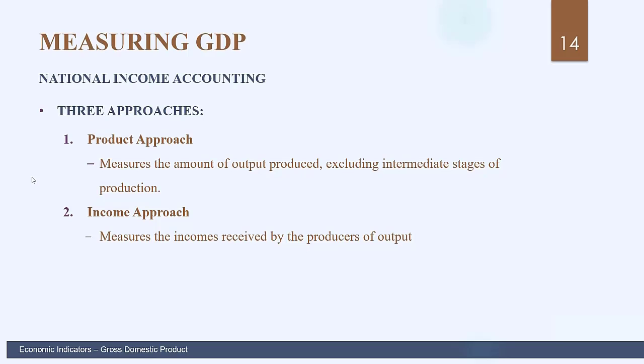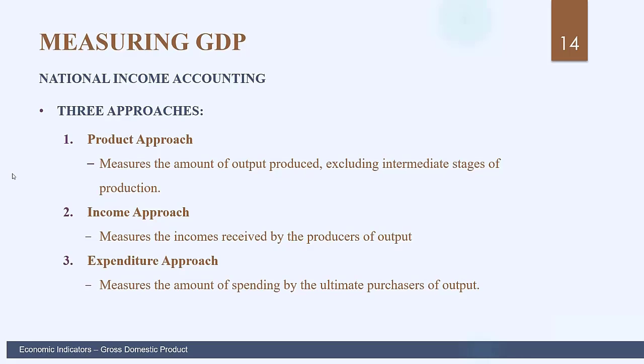The second approach is called the income approach, and that measures the incomes received by the producers of output. And as we just mentioned in the previous few slides, the income approach will equal the expenditure approach. That measures the amount of spending by the ultimate purchasers of output. And importantly, statistical agencies will use these last two approaches to estimate gross domestic product for their country.